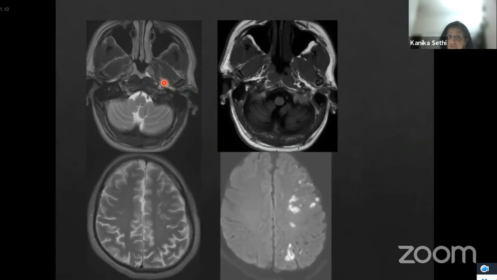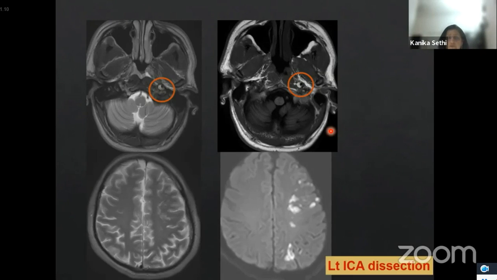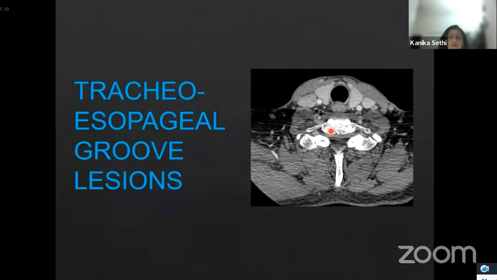Then you can have dissections of the carotid vessels, where the vessel will be enlarged. On T1, you see T1 hyperintense signal in its wall. So that's the thrombosed part, which is causing infarcts on the left side. This is a case of dissection that can also cause the palsy. So you have to systematically see all the spaces where the vagus nerve travels to look for the cause of vagal nerve palsy. Then you go on to the tracheoesophageal groove right behind the thyroid gland.